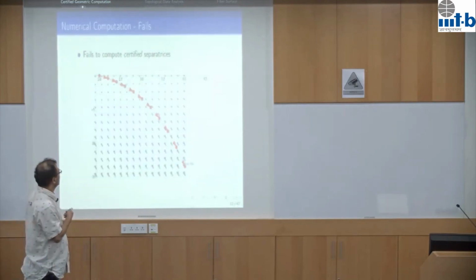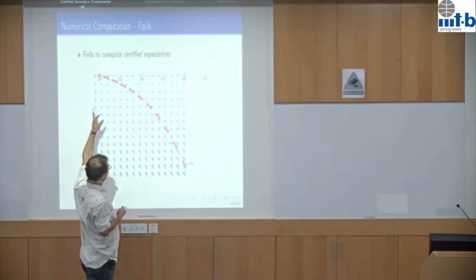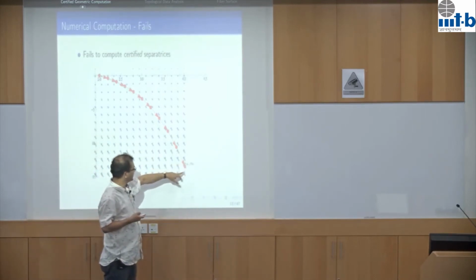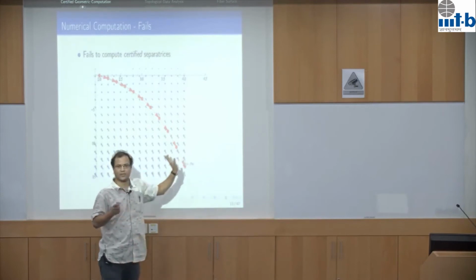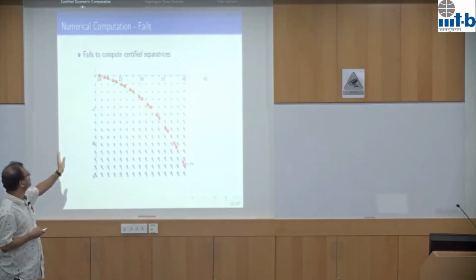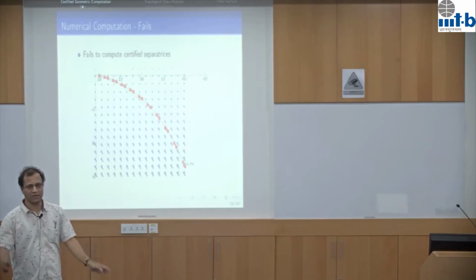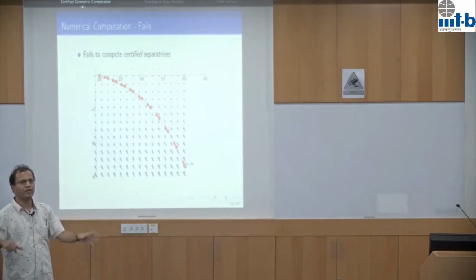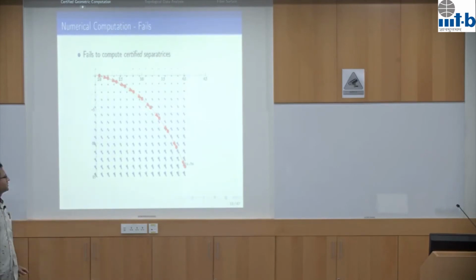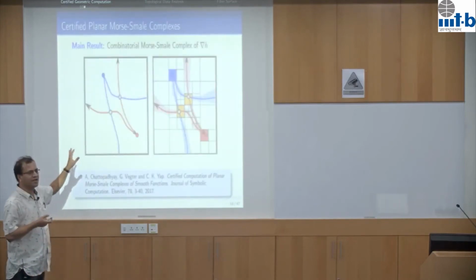So this is the thing I was trying to tell you. If you start from a point, you will never reach the exact critical point where you want to reach, but you will reach somewhere else. So we will not be able to use numerical computation, because that will always give you a wrong result, and you will not get the combinatorially correct Morse-Smale complex. So I'll just tell you the idea of what we are doing.